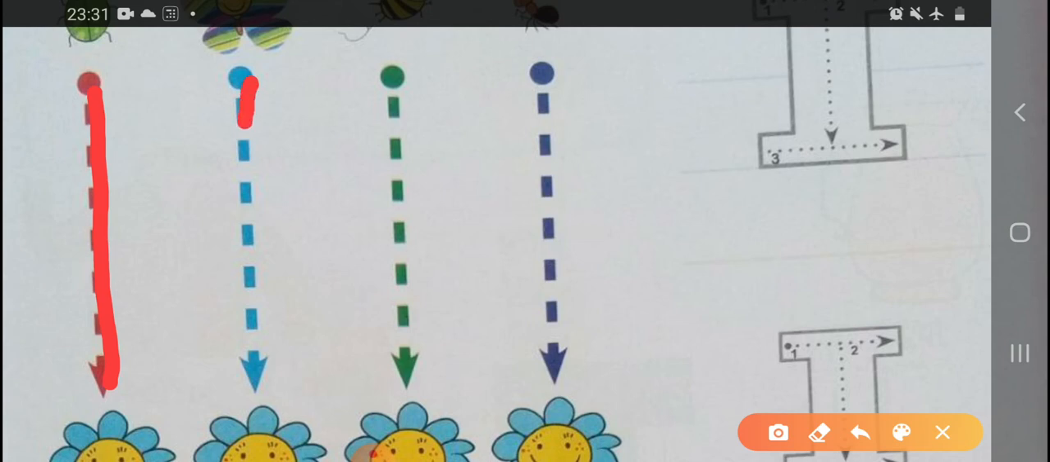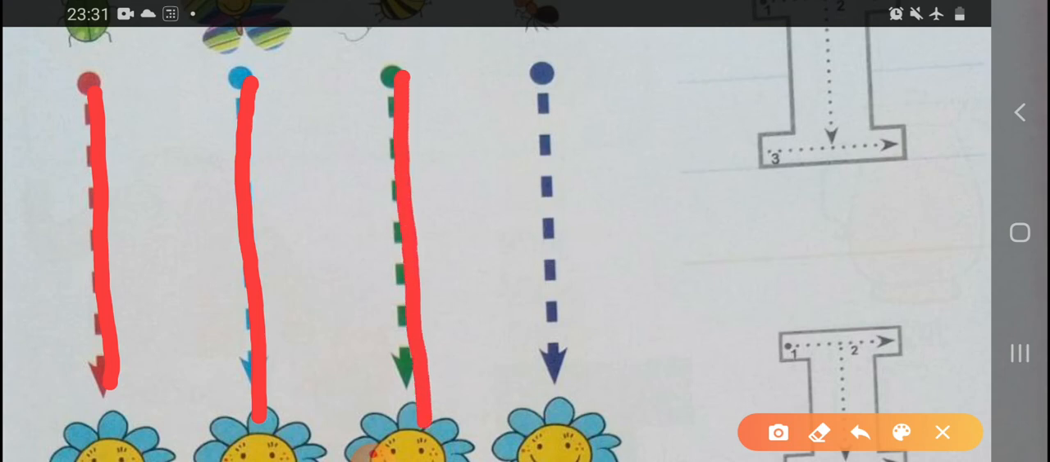Yes, and this butterfly is also going to this flower, letter I. Yes, this honeybee is also going to this flower, letter I. And an ant is also moving down to the flower, letter I. Okay, this is letter I. So you have to join the dots.